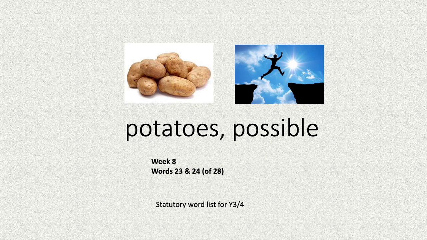Hello and welcome to this week's spelling lesson for year 3 and 4. We're learning two words today. The first is potatoes, the second is possible, and we're looking at the spelling rule for adding S or ES.